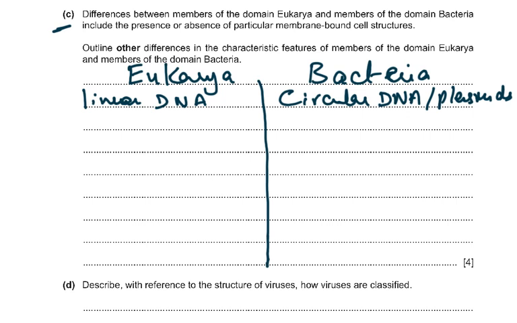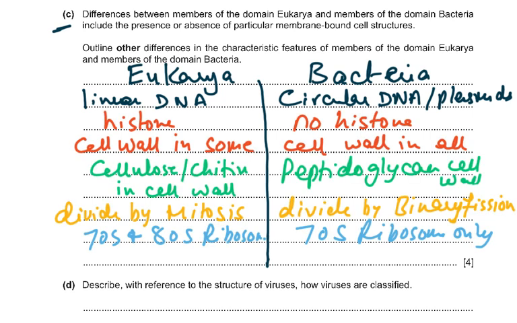and you would have got your 4 marks. So you could do a column like this and say eukaryote, bacteria: linear DNA, circular DNA, histone, no histone, cell wall in some, cell wall in all, cellulose or chitin in cell wall, peptidoglycan in cell wall, divide by mitosis, divide by binary fission, 70S and 80S ribosomes, only 70S ribosomes, and then of course cells which are more than 5 micrometres and cells which are 1 to 5 micrometres. I didn't have the space to write that.